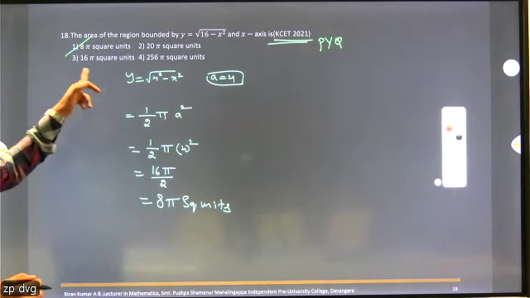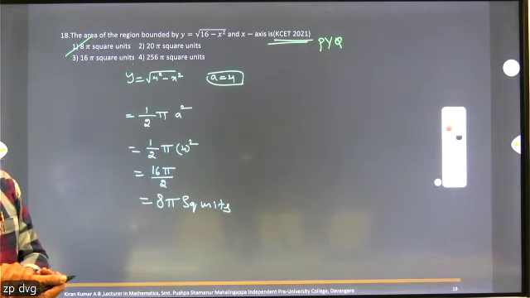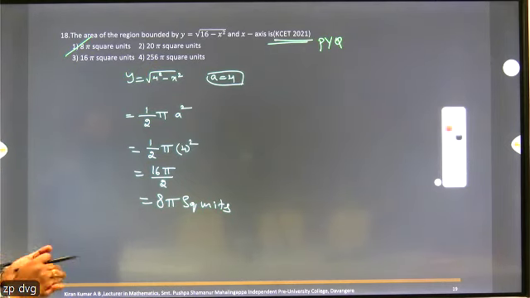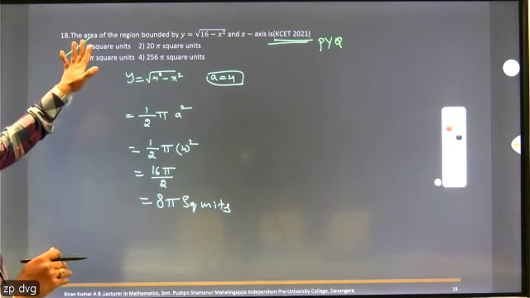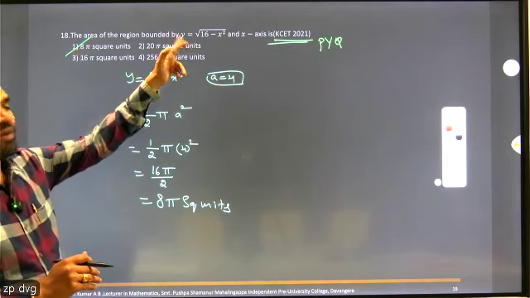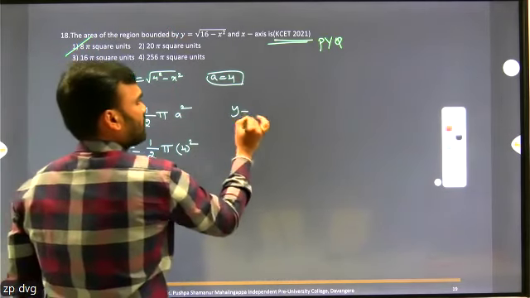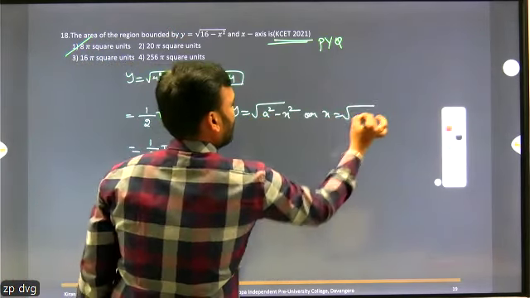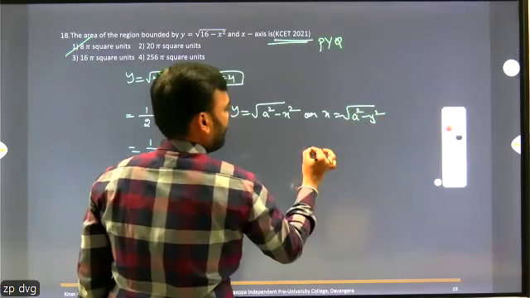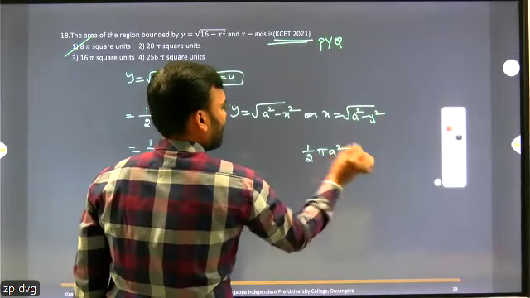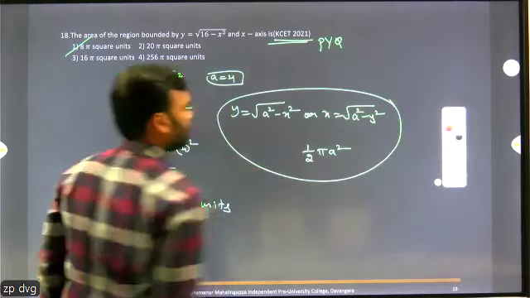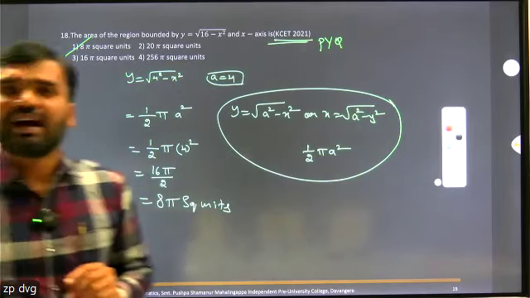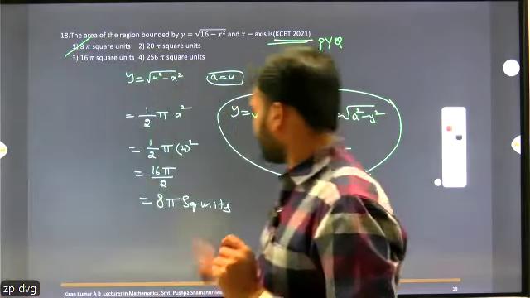The options are 20 pi square units, 16 pi square units, 256 pi square units. The answer is 8 pi. Okay, now this is very easy. Without solving, from the synopsis we have written: the area of the region bounded by y is equal to root of a square minus x square, or x is equal to square root of a square minus y square, is 1 by 2 pi a square. I'm using this one. A is 4, so directly we write the answer as 8 pi square units.